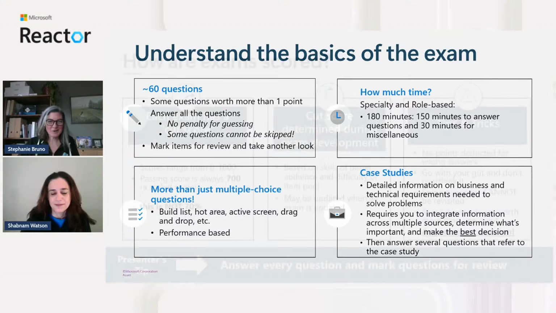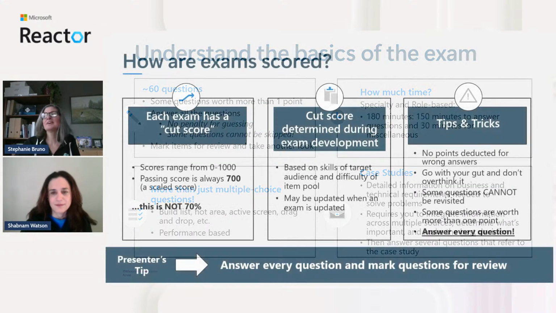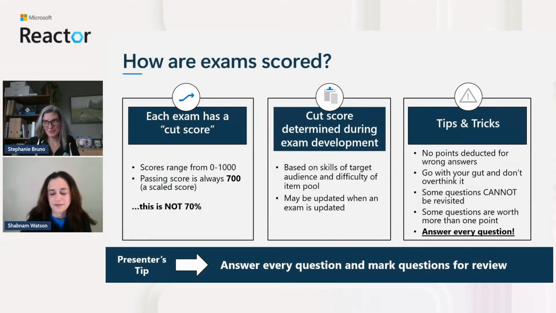All right, so next slide, how are they scored? As we mentioned, 700, but that is not 70%. So again, don't try to figure it out in your head. Just do your very best and answer all the questions. So each exam has this cut score. There's 1,000 points in total, and passing is always 700. And just remember, nothing's deducted for wrong answers.